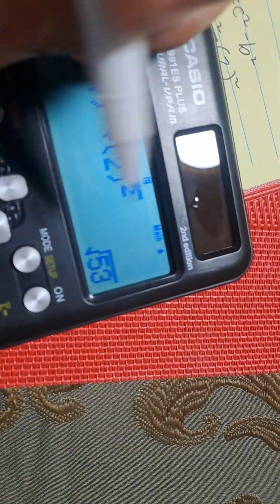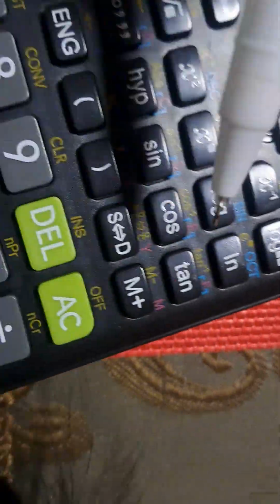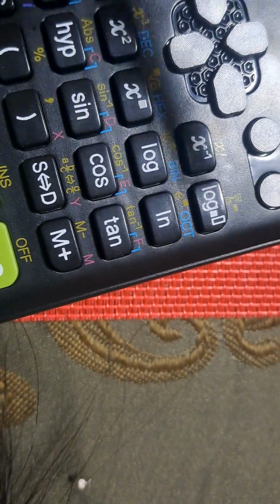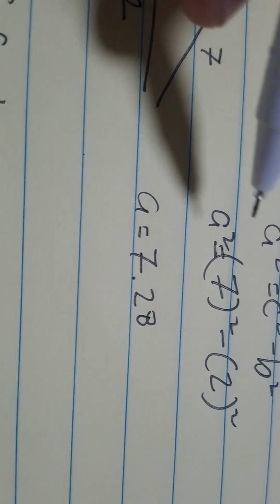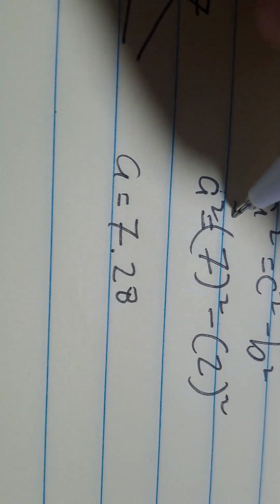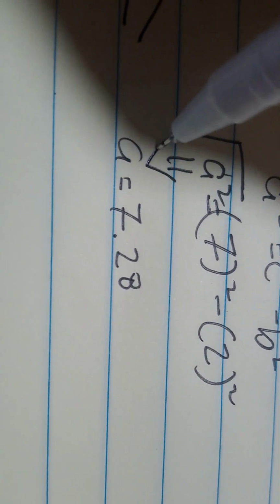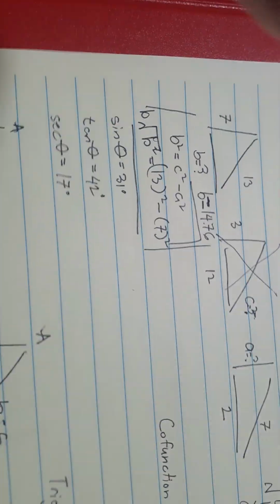Squared. And then you just press equal. And then, if your calculator does this, and you have this thing here, just press it. So you're left with 7.28. So your answer would be A equals 7.28. Again, the reason why we use the square root is because we want to turn this into this. Okay? Next, after that, we're gonna do cofunction.